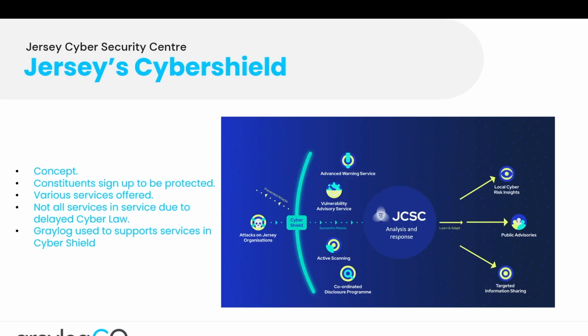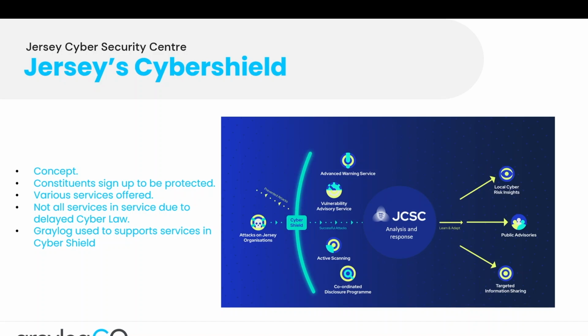So what is Jersey's Cyber Shield? It's a concept. The idea is that you have the bad guys on the left trying to attack the island, and we have our Cyber Shield, and within that Cyber Shield there are a number of services. You can see our advanced warning service. This is really customized honeypots waiting for attackers to attack them to give us information. We have our vulnerability assessment service, which we shall talk about shortly. We have active scanning, which is actually going out and physically scanning around 70 to 80,000 IP addresses.